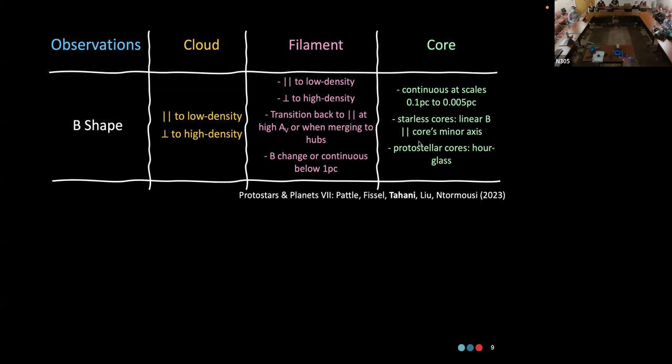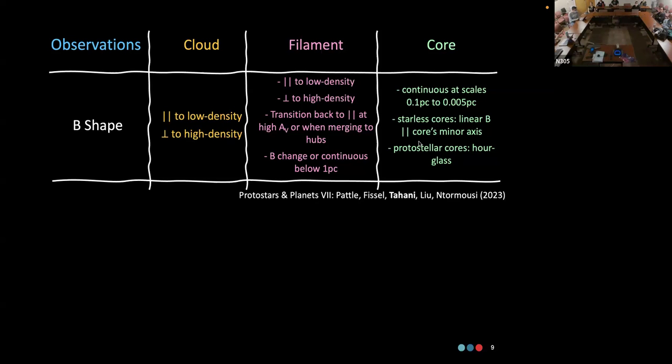So when we look at the orientation of magnetic fields with respect to clouds, molecular clouds in general, we see that in general, magnetic fields are parallel to low density structures and perpendicular to high density structures. When we go to filaments within these molecular clouds, we see the same relation, parallel to low density structures and perpendicular to high density structures.